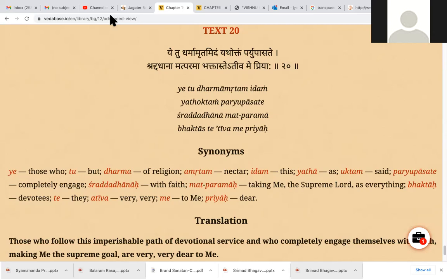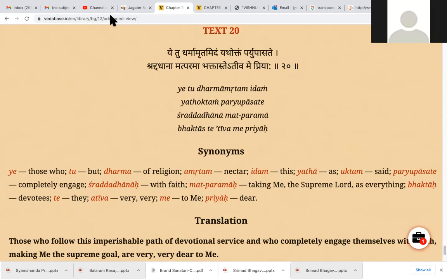Can I try? Nitai Gaura Haribol. Yes, Prabhuji. Ye tu dharmamritam idam yathoktam paryupasate shraddhadhana matparama bhaktastetiva me priyaha. Very nice. Beautiful. Thank you, Prabhuji. Nitai Gaura Haribol. Haribol, Haribol. Who would like to go next?